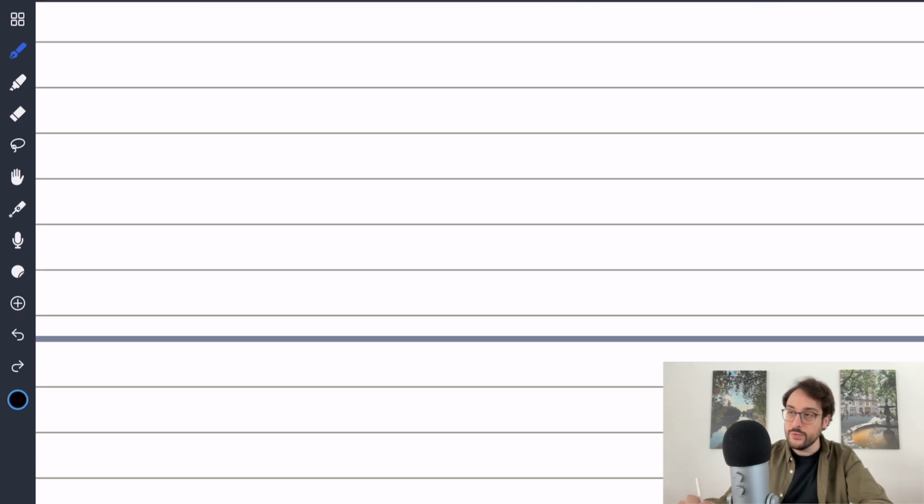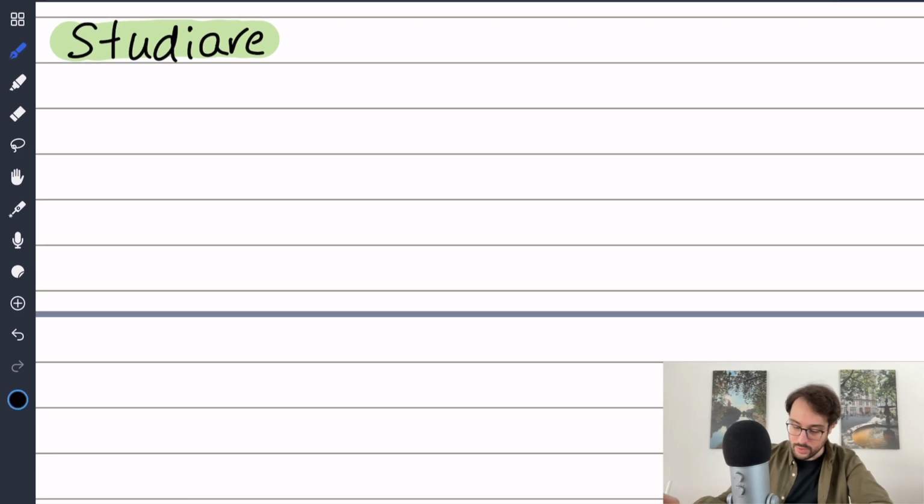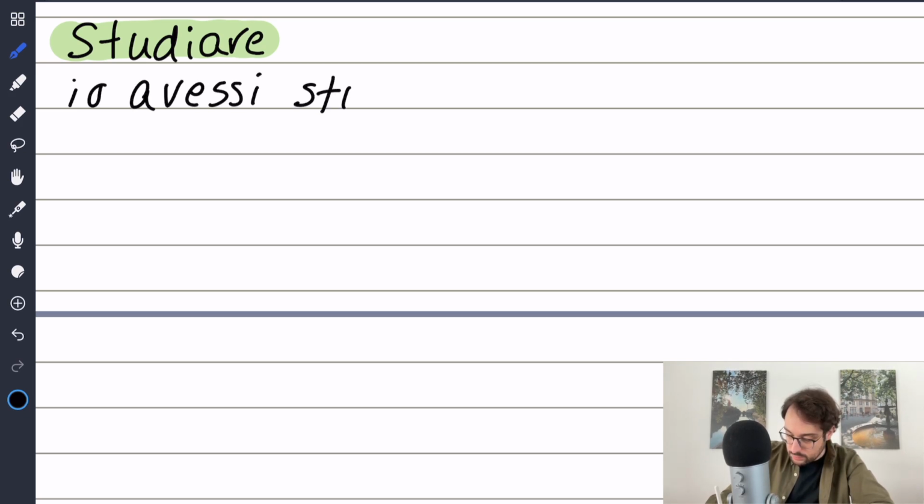All right, let's begin with a verb that uses avere, such as fatto. We've been using fatto. I also prepared a bunch of verbs here on my notes. You know what? Let's use studiare. I want to use some different verbs today. Okay, so let's do studiare. Studiare means to study, and this is a verb that takes, let's put it in green, I prefer green. This is a verb that takes avere as its auxiliary in compound verb forms. So we're going to say io avessi studiato.